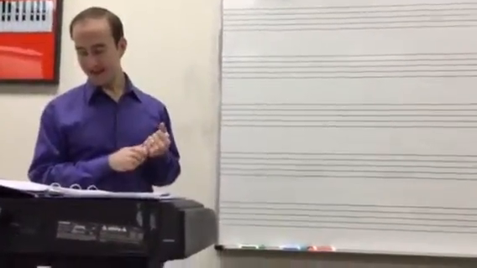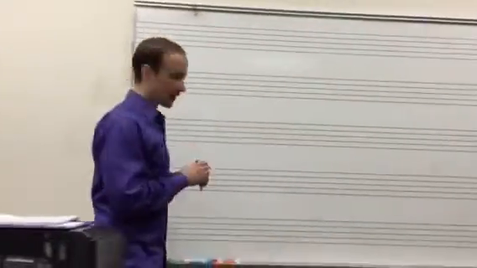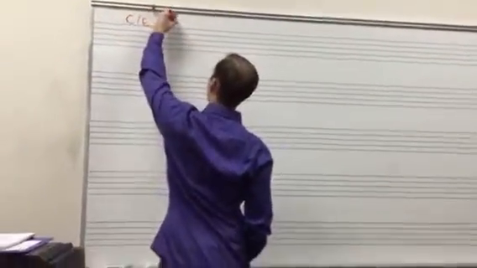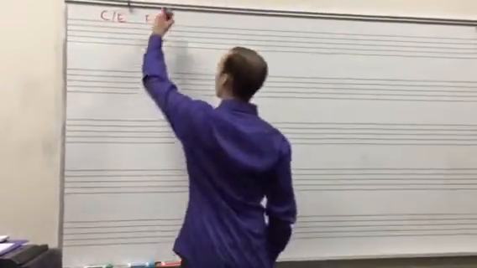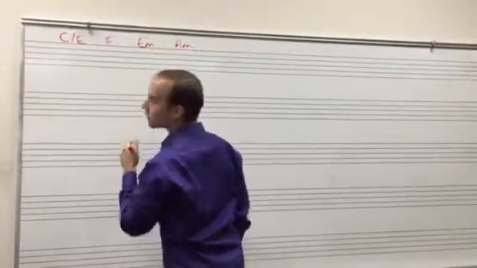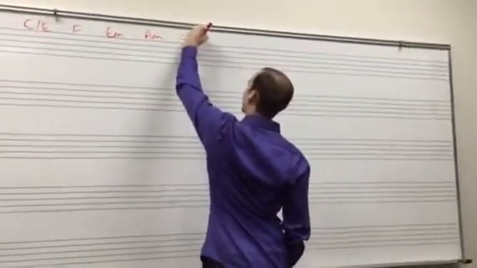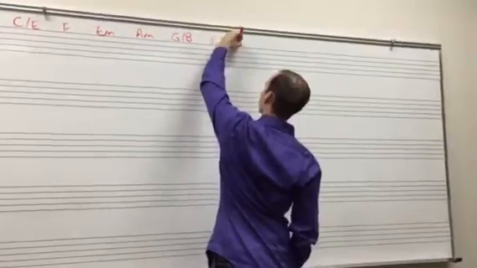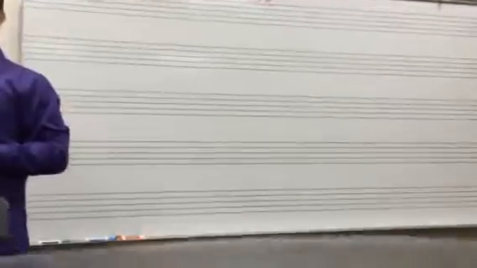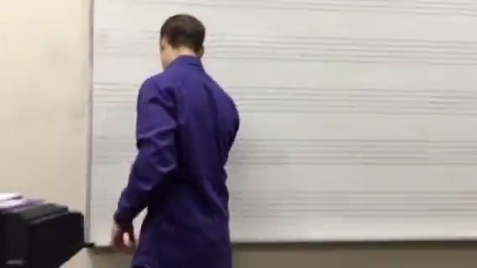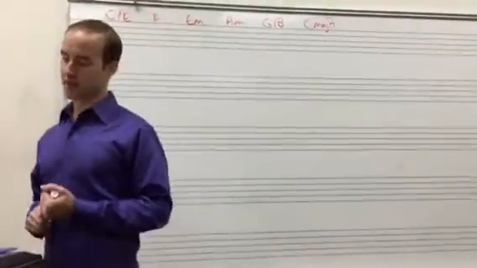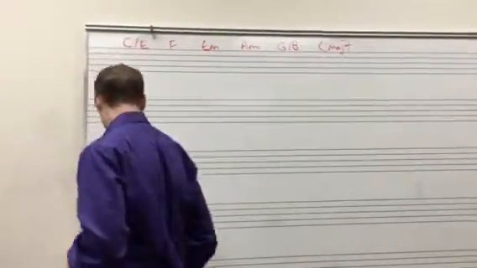Okay, so we're on page 67, and let's say we had a chord progression like this: C over E, F, E minor, A minor, G over B, and then C major 7. Okay? What we're going to do to convert this into Nashville numbers is look at each letter as if it's a number in the scale. So first you want to convert to Nashville numbers.